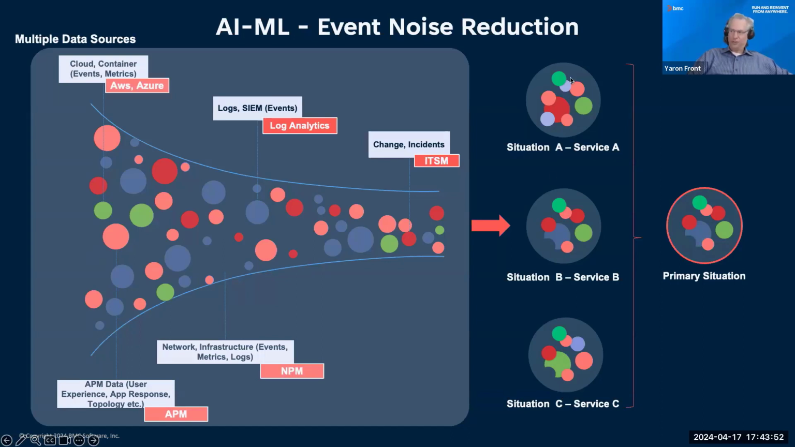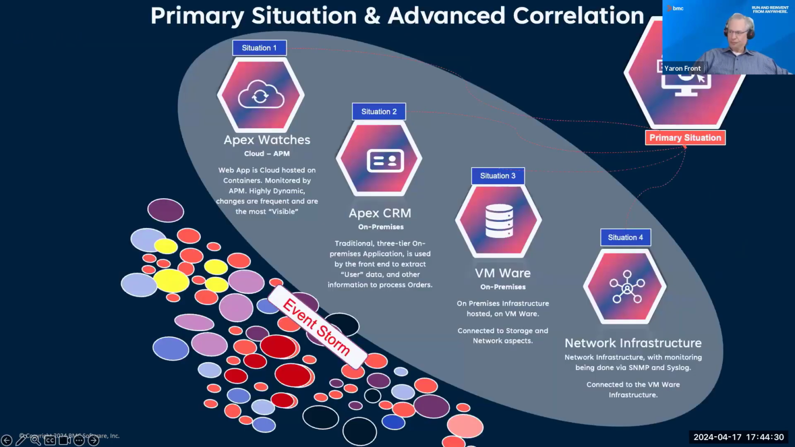But what we're also able to do is, using artificial intelligence and machine learning, look at all of these situations. And I'm just reminding you, each one of these situations has multiple events under it. We're able to boil it all down to one master primary situation, which again reduces the noise. So going from thousands of events to a few situations to one situation that actually tells me what I need to know in order to fix the problem that I'm experiencing. And again, we call this the event storm.